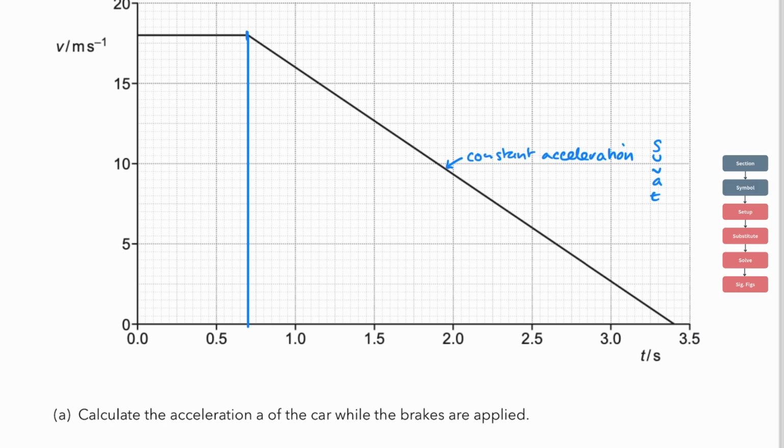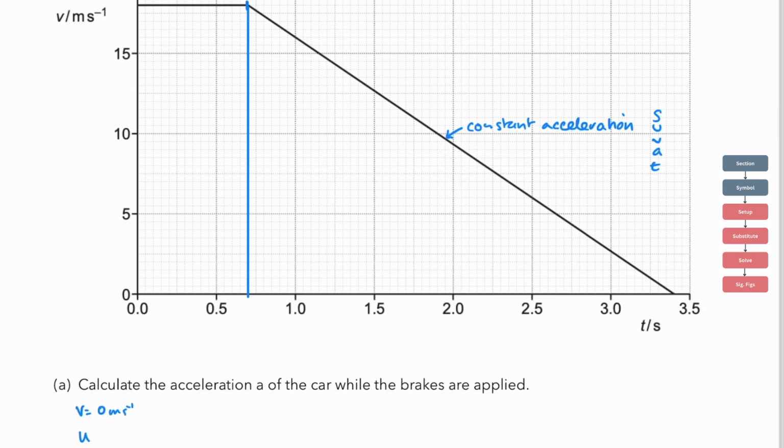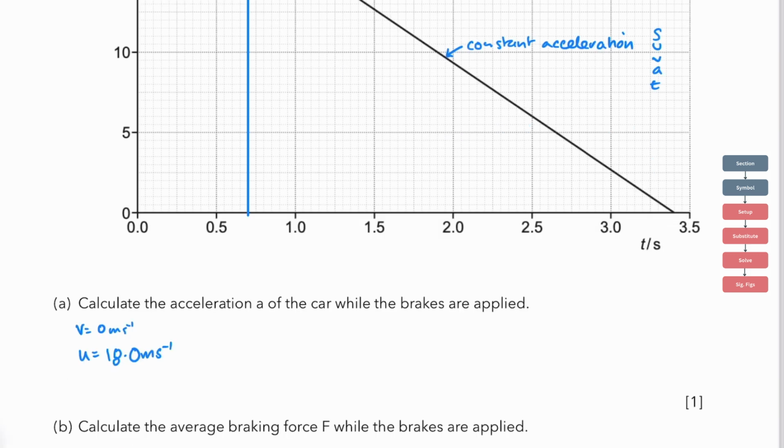The next thing we want to do is write down the symbols on the left-hand side. We know that the final speed is equal to 0. The initial speed, we're going to read that off the graph, and that is 18, and we're going to give that to 1 decimal place. The time taken for it to decelerate is the time between here and here, which is 3.4, and that is 0.7. So the time between those two is 2.7 seconds. And we want to know what the acceleration is.